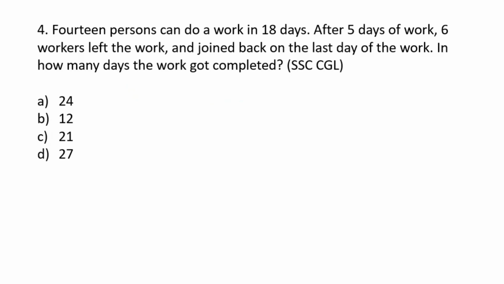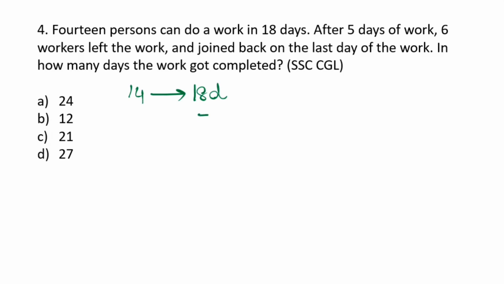Okay, let us go to the next question. That is the fourth question. Read it once. 14 persons can do a work in 18 days. After 5 days of work, 6 workers left the work and joined back on the last day of the work. In how many days was the work completed? So first, initially, how many members are there? 14 members. They can complete the entire work in 18 days.